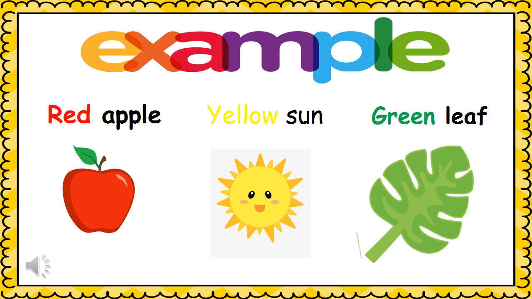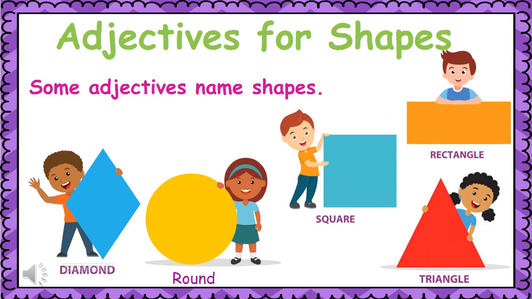Yellow sun. What is the adjective here? Yellow. Yellow is the color describing the sun. So yellow is the adjective. Green leaf. What is the adjective here? Green. Green is the color describing the leaf.